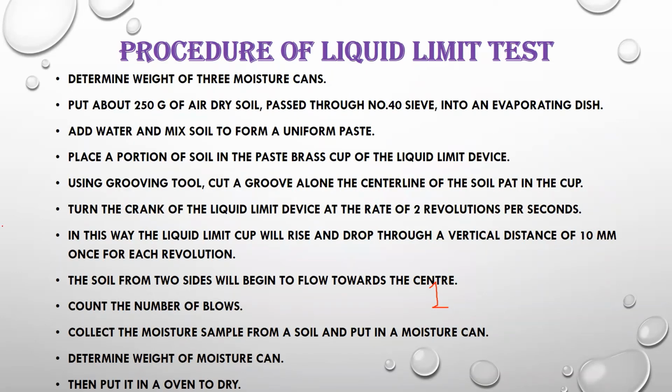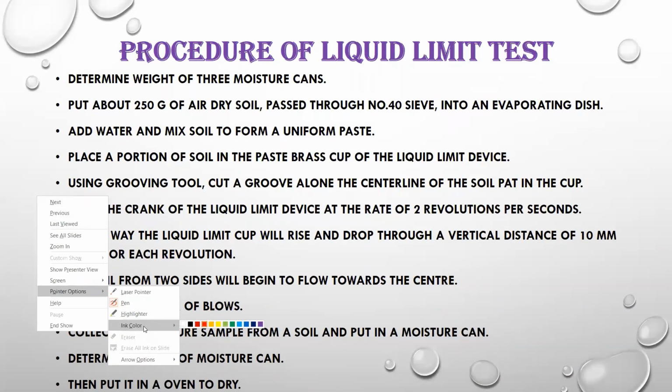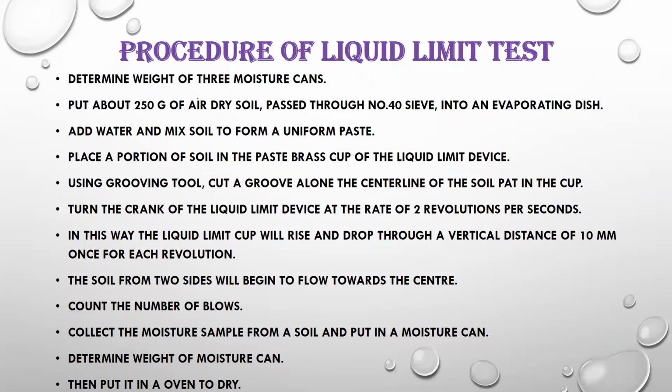So what I have to do, let me do one thing here. Determine the weight of 3 moisture cans. Put about 250 gram of air dry soil, passed through number 40 sieve, into an evaporating dish, add water and mix the soil to form a uniform paste. Place a portion of the soil paste in the brass cup of the liquid limit device. Using the grooving tool, cut a groove along the center line of the soil, pat in the cup, and turn the crank of the liquid limit device at the rate of 2 revolutions per second.